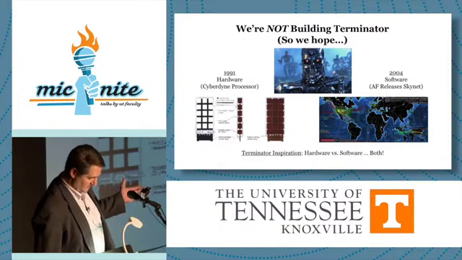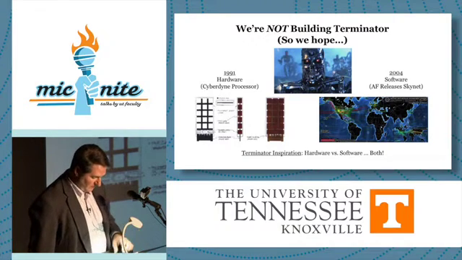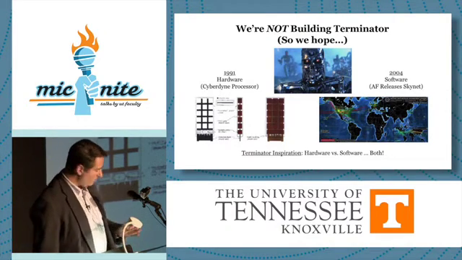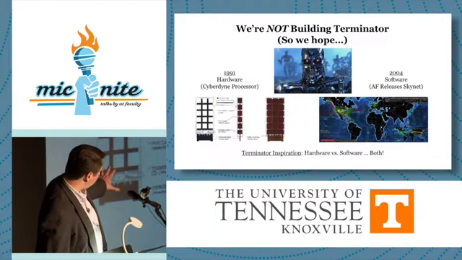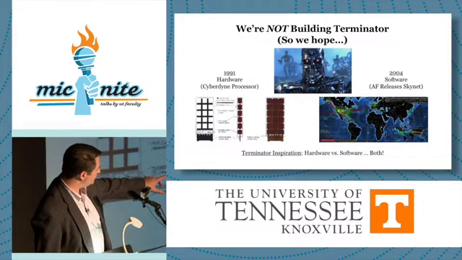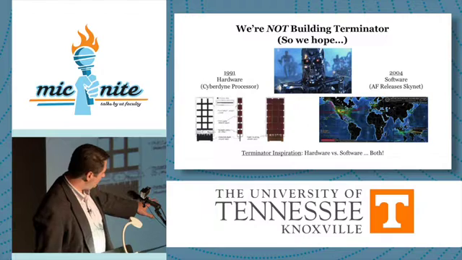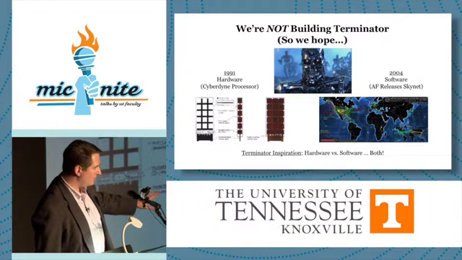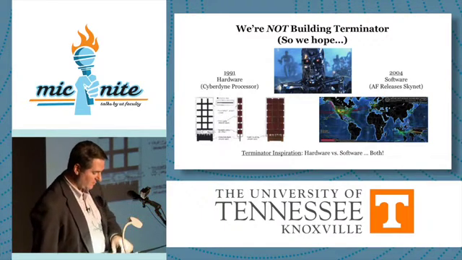So we don't want to build the Terminator. But if you consider those old movies, Arnold's brain was originally a computer chip. It was hardware. Later, they thought about it as software. If you take nothing away from this, it has to be both hardware and software, not one or the other.